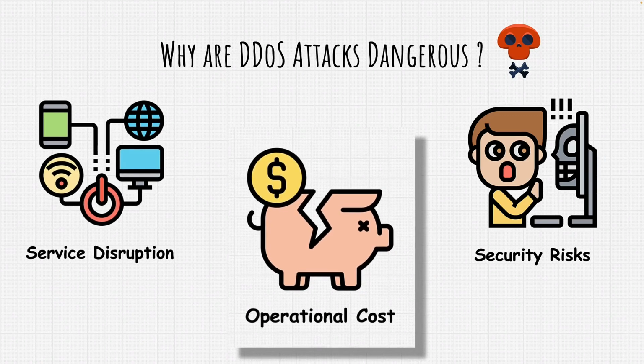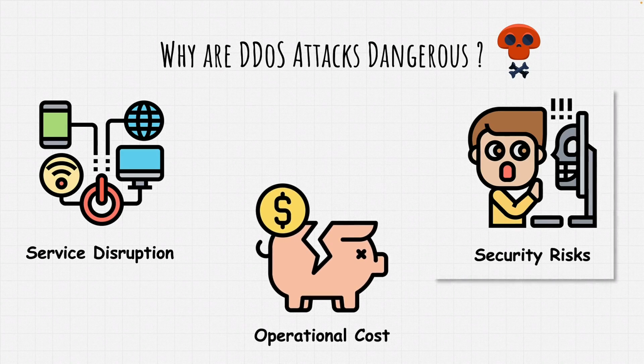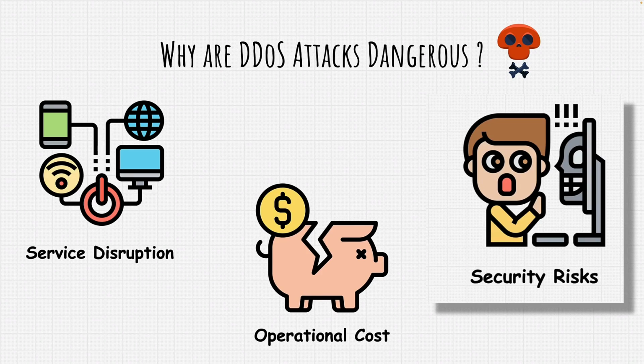Operational costs is also something that makes sense, as mitigating an attack can be expensive, requiring significant resources for both technical measures and potential downtime. And when it comes to security risks, during the chaos of an attack, other malicious activities might go unnoticed, such as data breaches or system intrusions.